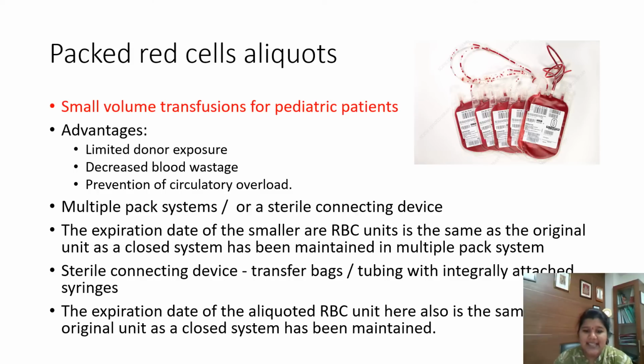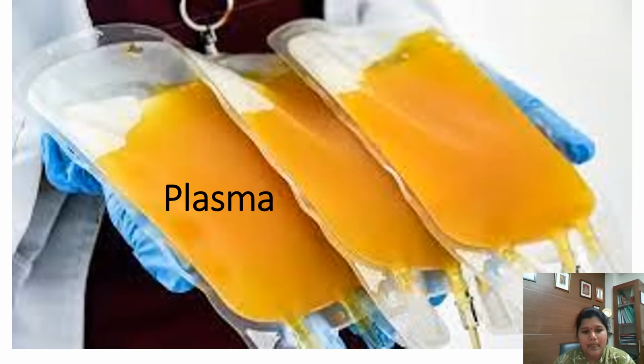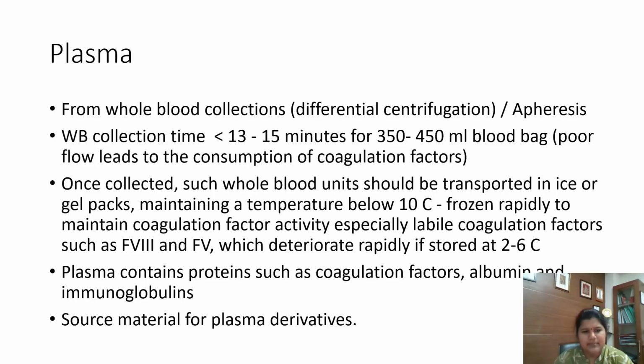Next method is the sterile connecting device. We take a transfer bag, connect the tubing with the sterile connecting device, and then we manually transfer it. The expiry date here also is the same since a closed system is maintained. Coming to plasma. Plasma can be obtained from two different methods. One is the differential centrifuge method and second is the apheresis method.